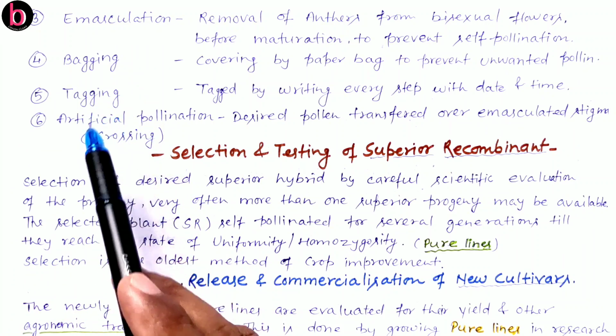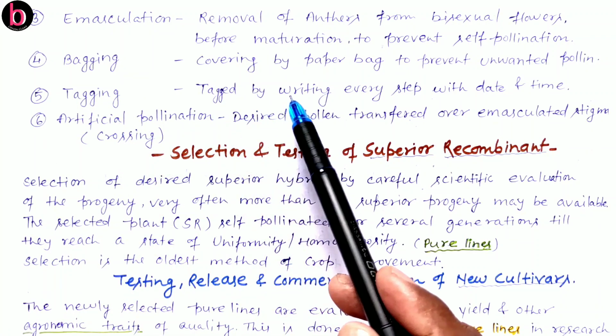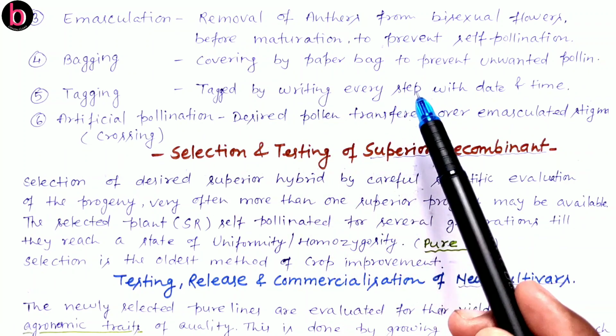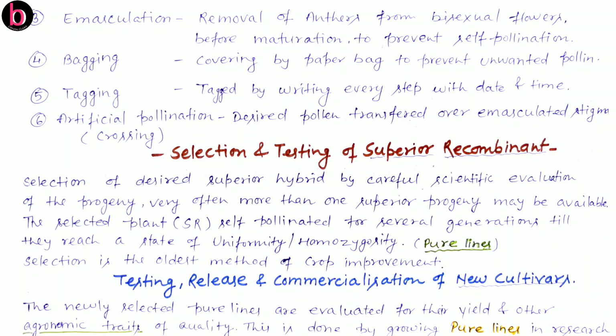Next is tagging. We have to tag properly by writing every step that is done up to that point, with proper date and timing. Without tagging, because there are so many plants in that particular area where plant breeders are performing the same thing, for proper identification, tagging is a must. Otherwise, they cannot identify up to which level of plant breeding a particular plant has been taken.